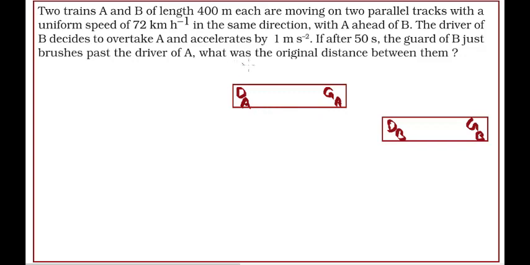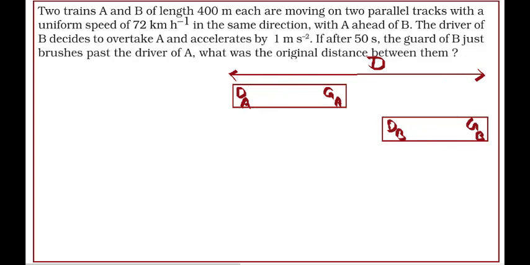What is to be calculated? What is the original distance between them? Them means the guard of B and the driver of A. Now the original distance we can mark here. From the driver of train A to the guard of train B, this is the original distance between them. We need to calculate this distance. Let us call this D, the distance between the driver of A and the guard of B.